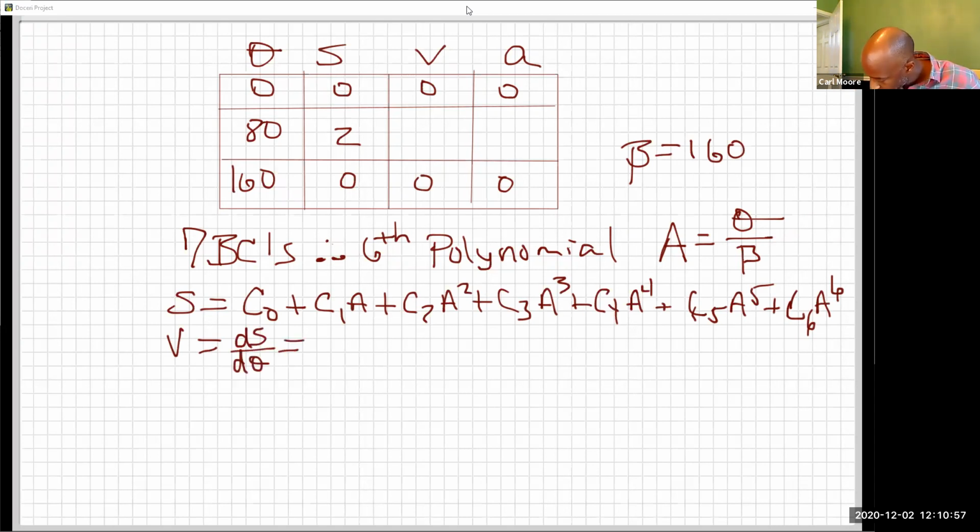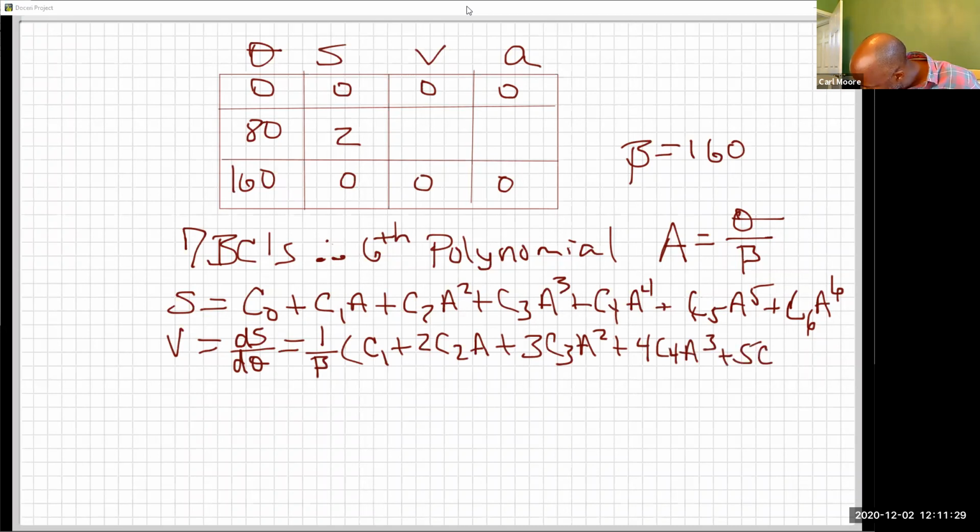And so what we have there then is going to be as follows. So our C0 is going to go away. And our C1, remember that A is theta over beta. So when we take the derivative of that A, we'll have 1 over beta. And we'll bring out a 1 over beta from all of these cases. And so we'll have a 1 over beta on the outside here. And then we'll have a C1 plus 2C2A plus 3C3A squared plus 4C4A cubed plus 5C5A to the 4th plus 6C6A to the 5th.